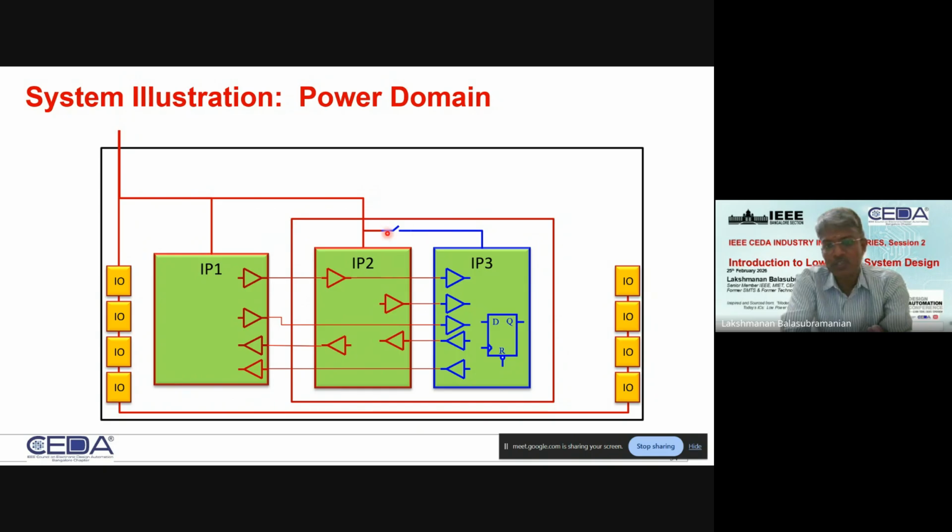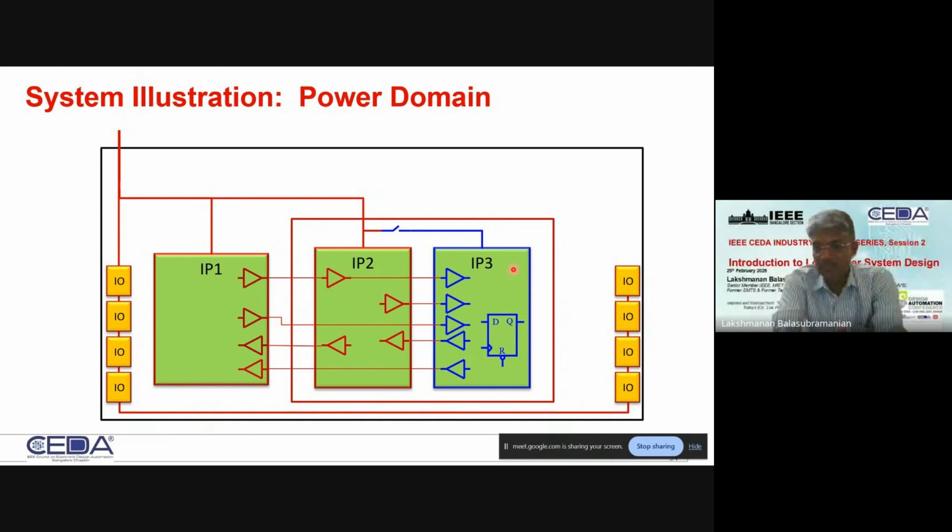So I can put a switch here in series with the power supply of IP3, and I can switch it off. This makes IP3 switched off, and then all the leakage and dynamic power from it is completely cut off. There is no power consumption now because there's no power. So the battery sees only IP1, IP2 and the IO. Those are the only power consumptions seen by the battery. IP3 is completely cut off from the primary source.